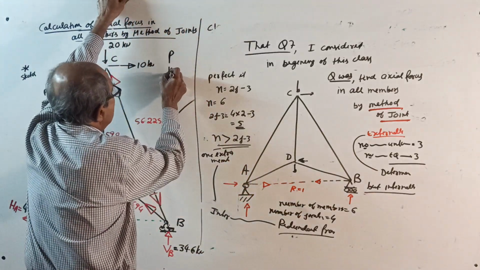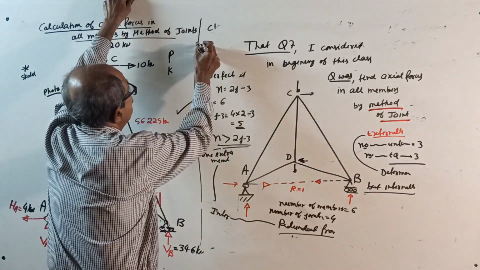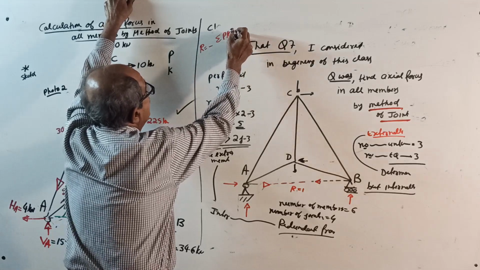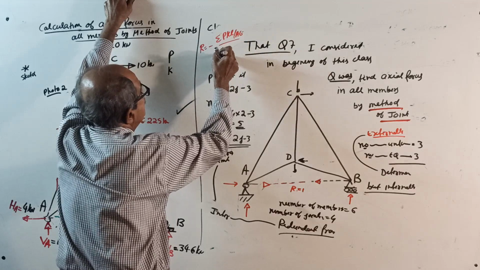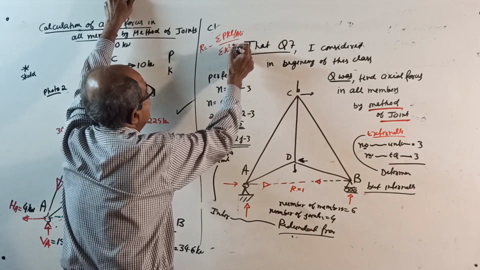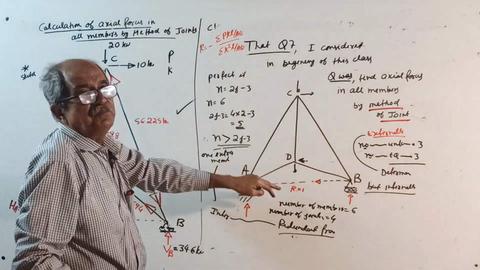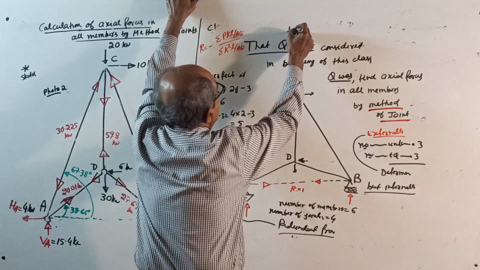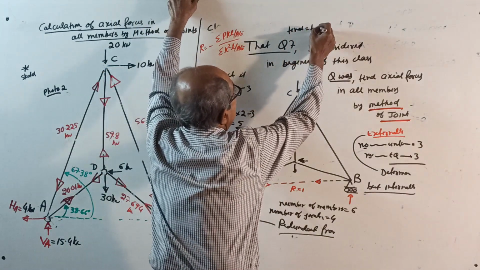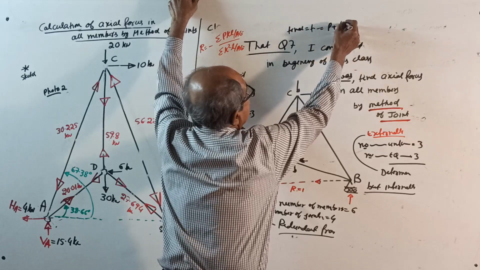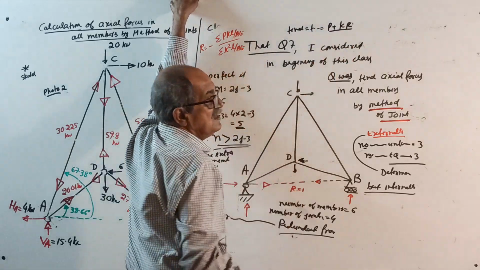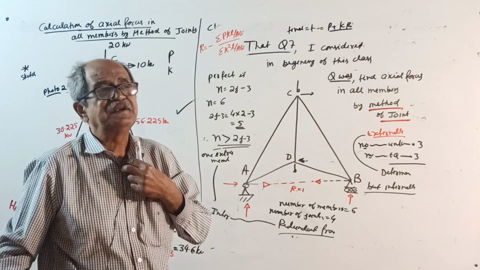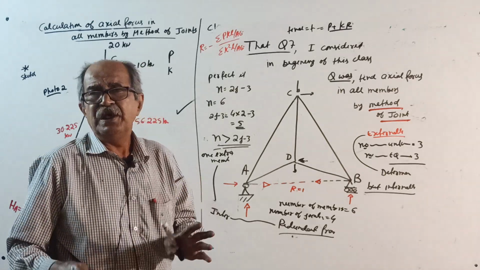That is called K. Then, the redundant force R equals minus sigma PKL by AE divided by sigma K square L by AE. You get the redundant force in the redundant member. Then the final force in any member equals P plus K into R. That all we will study later in statically indeterminate structures. Right now you cannot solve.